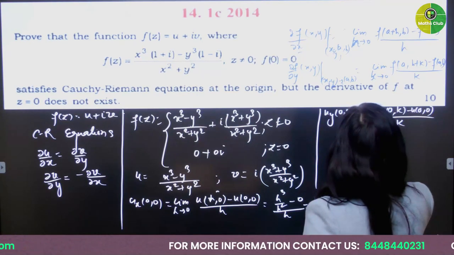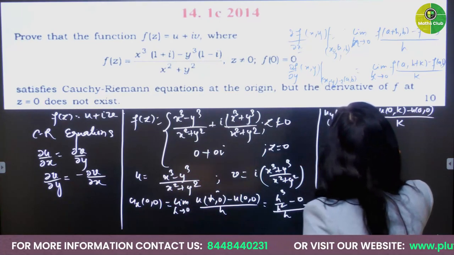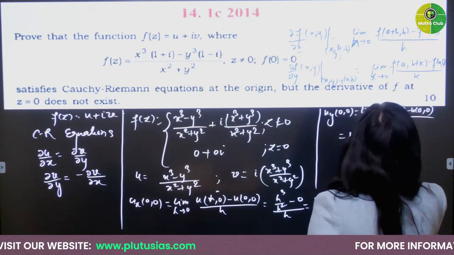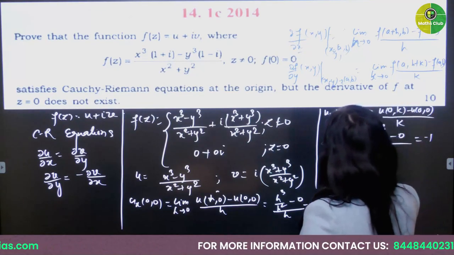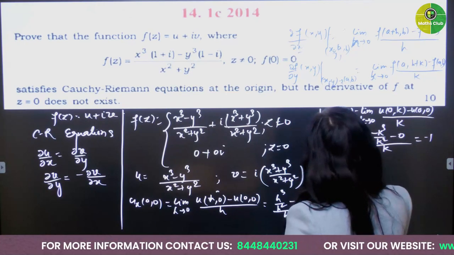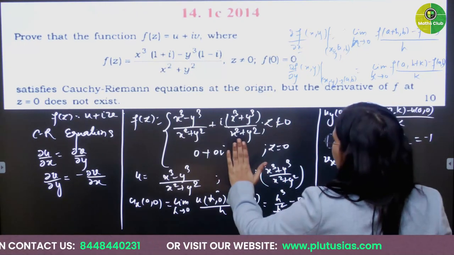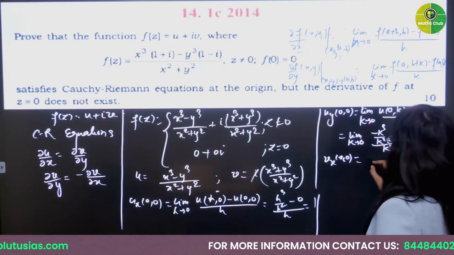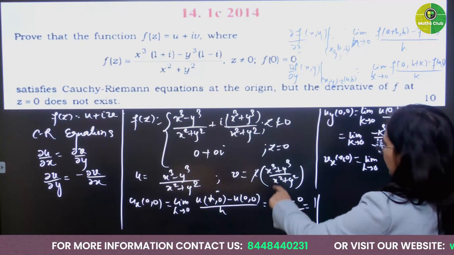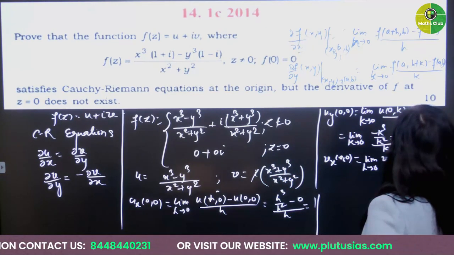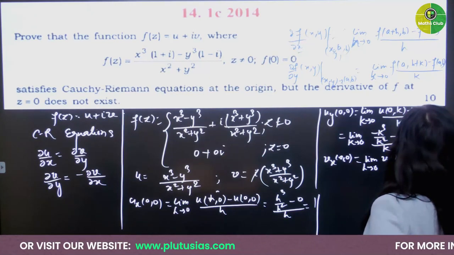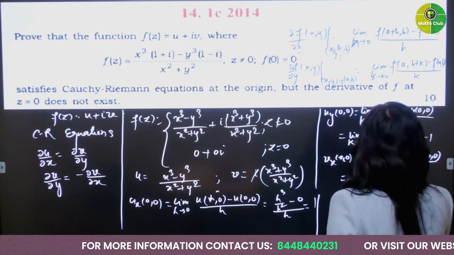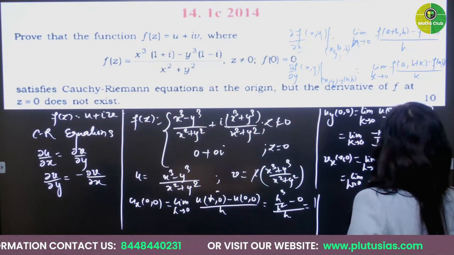Now calculate this one. Limit k approaching 0, u(0,k) means minus k cubed divided by k squared, minus u(0,0) would obviously be 0, 0 plus iota, divided by k, and this would be minus 1. Similarly, if I want to find v_x at (0,0), from here you don't take the iota, v is not along with iota. Iota shows the imaginary part, that is, v is equal to this one only. So limit h approaching 0, v(h,0) minus v(0,0) divided by h, and this would be limit h approaching 0 of v(h,0), that is h cubed by h squared minus 0, divided by h, and hence it is 1.